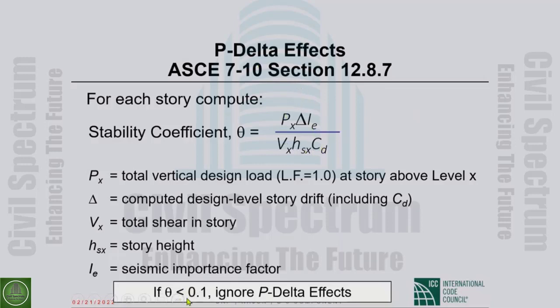If theta is less than 0.1, 10%, then P delta effects can be neglected. These days, P delta effects are taken into account by the computer program that we use for structural analysis. So there isn't a lot of incentive for ignoring the P delta effects, you might as well keep the option on to consider P delta. But if you want to neglect it, this is allowed by ASCE 7 if the stability coefficient is less than 10%.